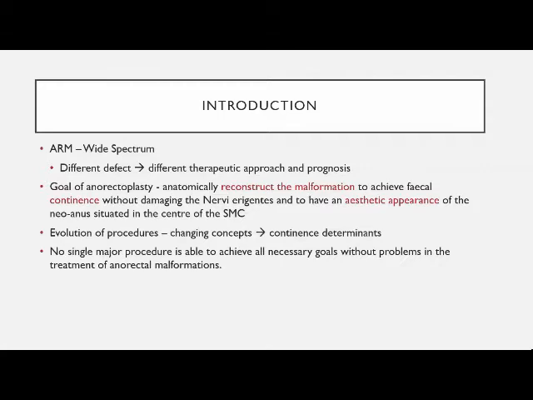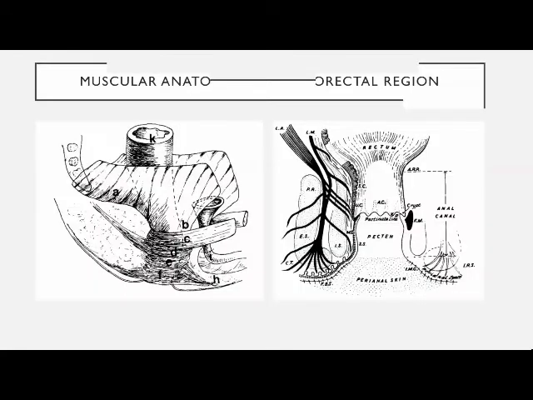So the goal of anorectoplasty primarily is to reconstruct the malformation anatomically to achieve fecal continence without damaging the nervi erigentis and to have an aesthetic appearance of the neoanus, which is situated in the center of the sphincter muscle complex. With changing concepts in our understanding of the muscular anatomy and the continence determinants, there has been an evolution of procedures through time. However, it still stands that no single major procedure is able to achieve all necessary goals without problems in the treatment of anorectal malformations.